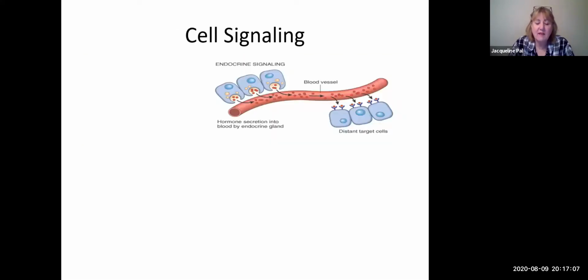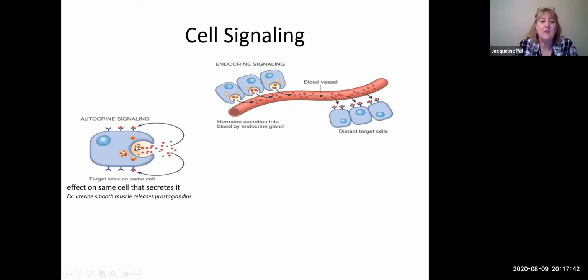So when we talk about cell signaling, the endocrine type of cell signaling, as I've said several times right now, is the hormone is secreted into the blood by the endocrine cell, tissue, or gland, travels in the blood vessel to a distant target cell where it's going to bind to its receptor and cause some type of effect in that distant target cell. There are other types of cell signaling, some of which use hormones.